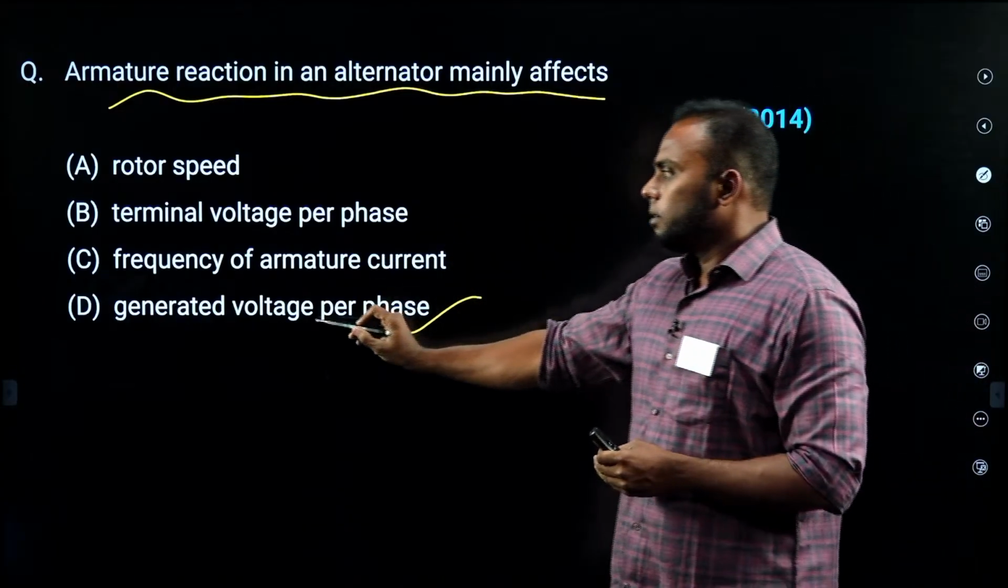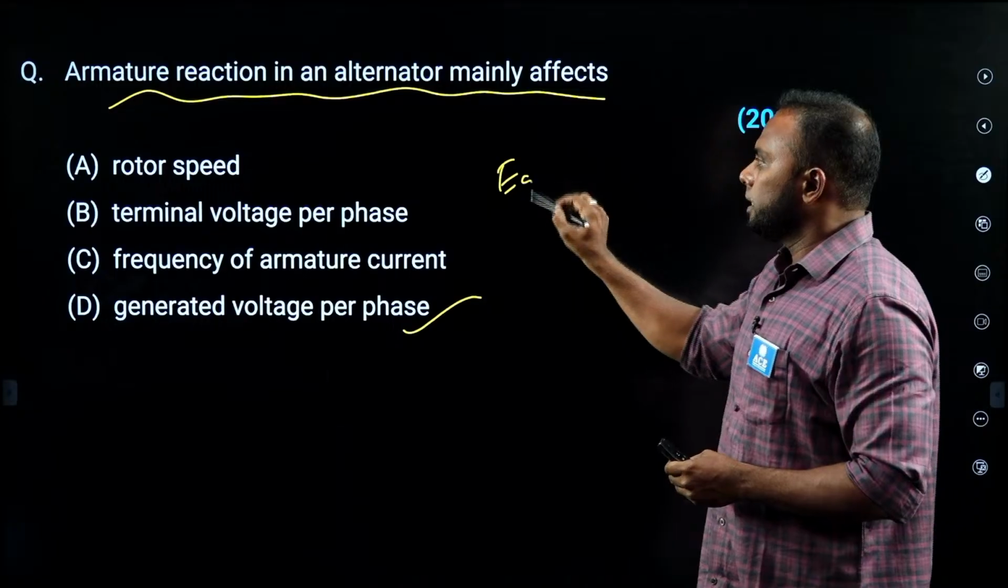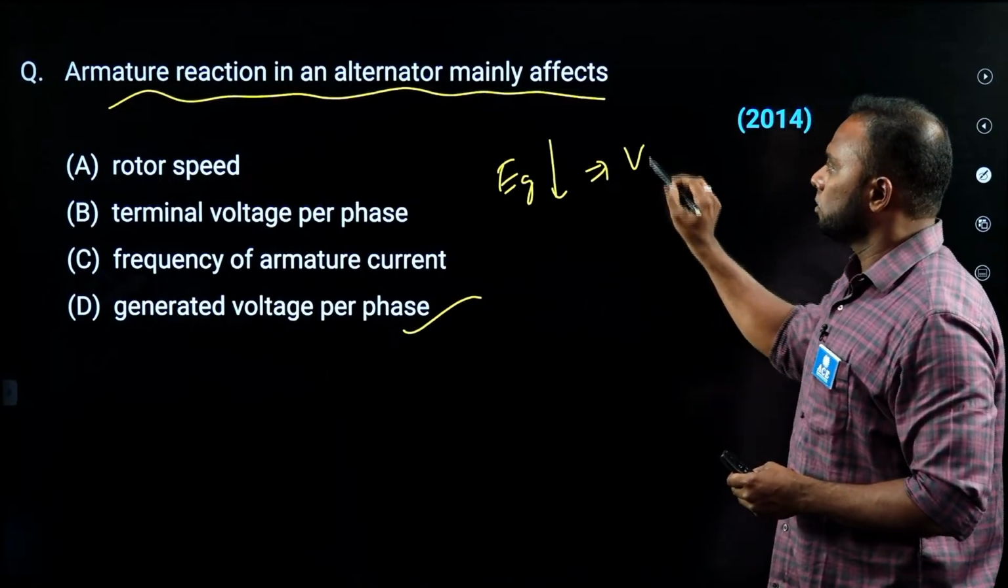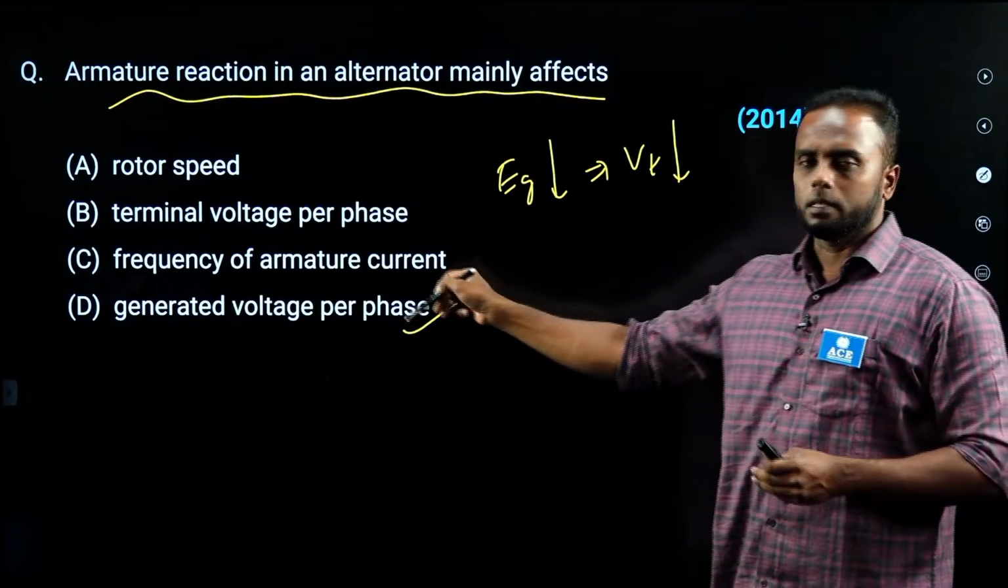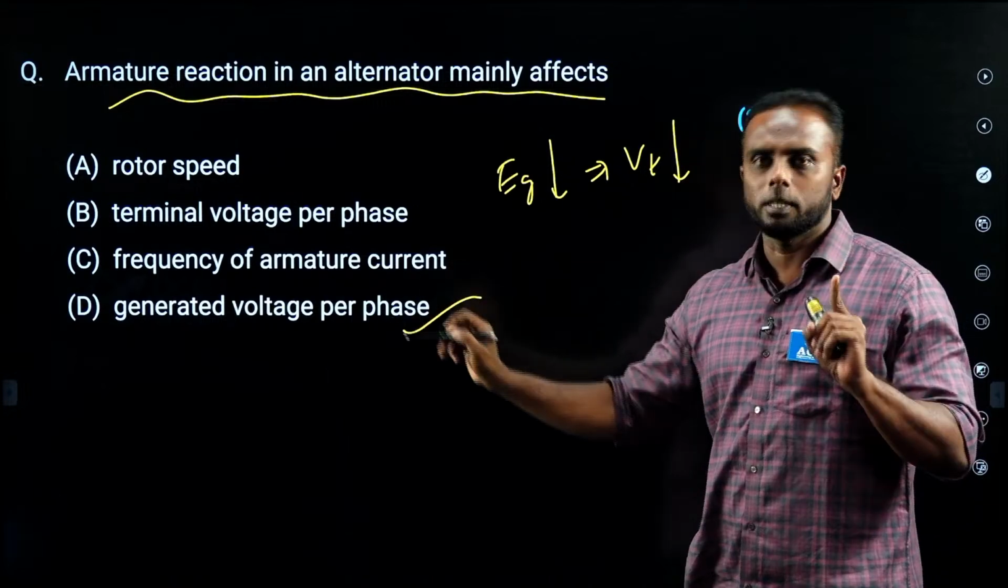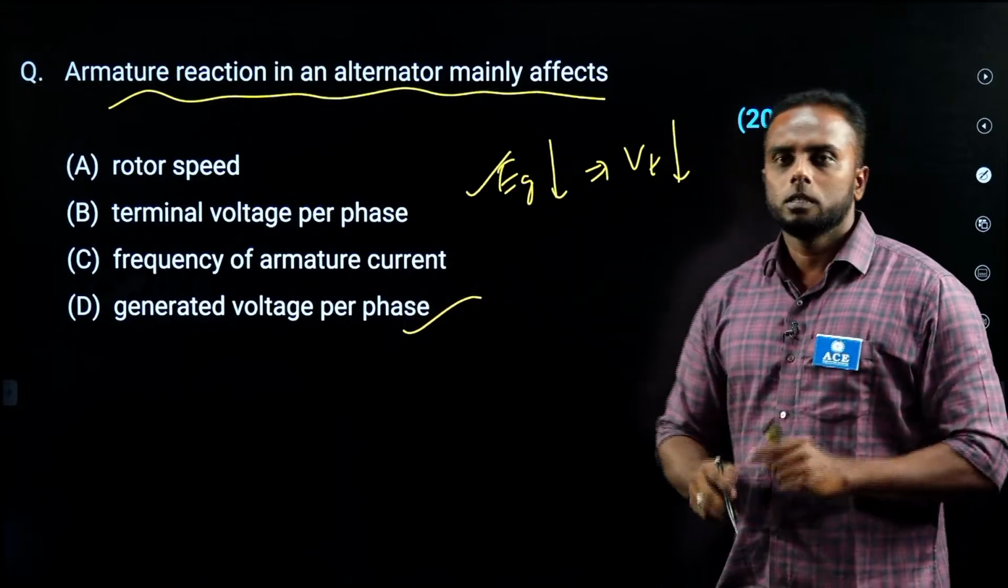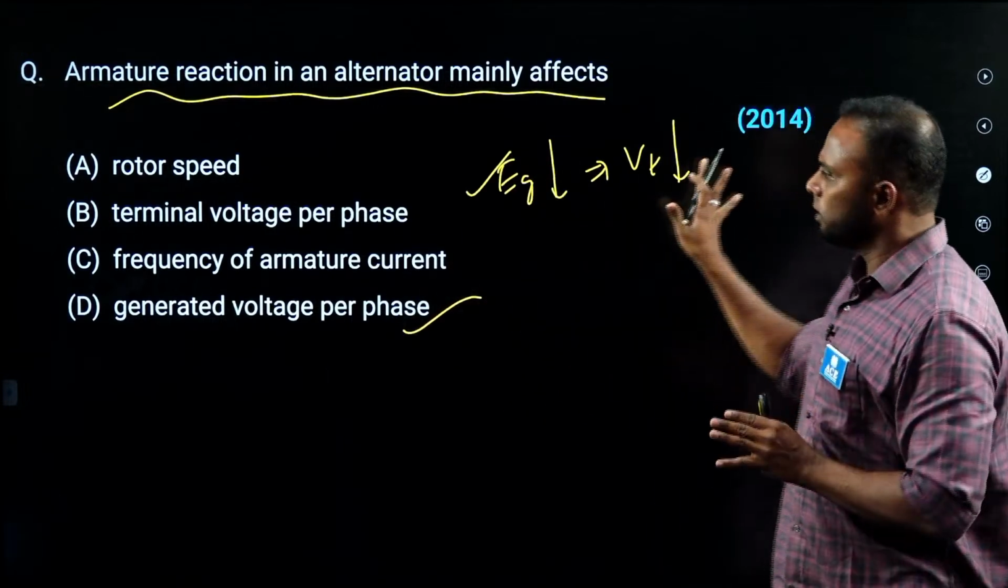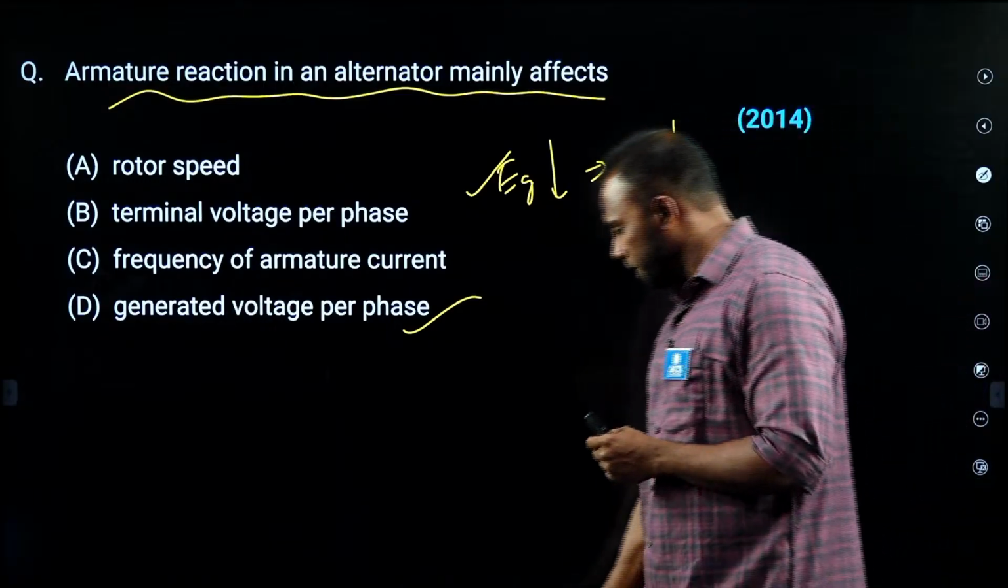Whenever the EMF of the generator decreases, the terminal voltage also decreases. Both are there, but the first responsible quantity for this is the EMF. So EMF will decrease first, then only the voltage will be affected. Okay, next.